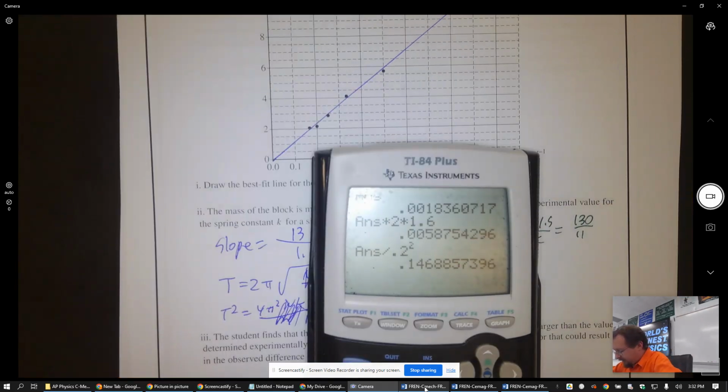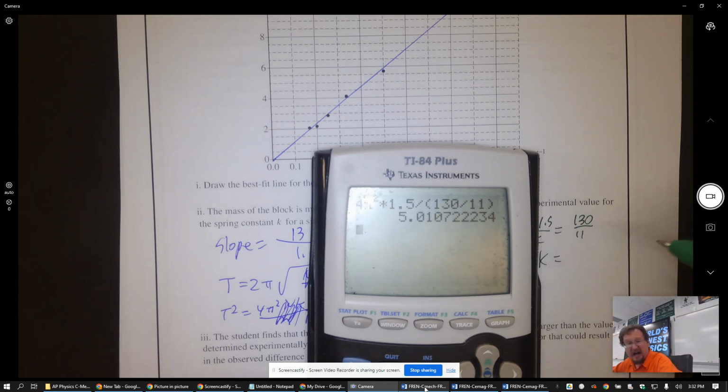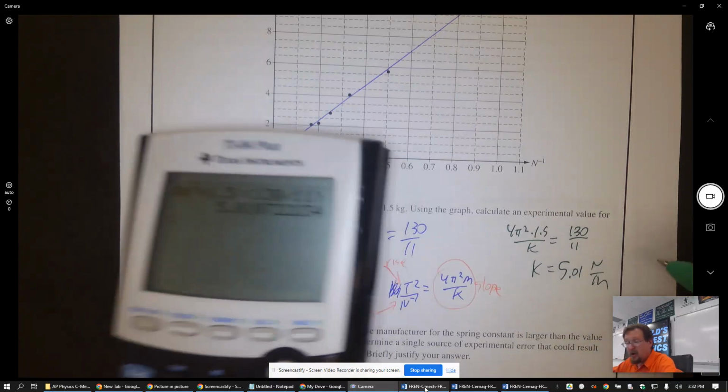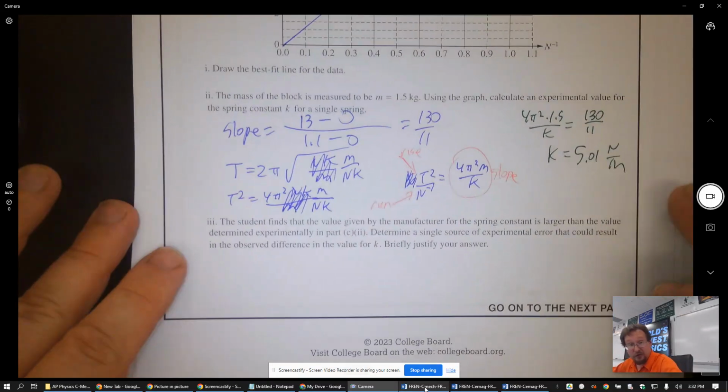Okay, so I'm going to take 4 pi squared times 1.5, and then I'm going to divide that by whatever 130 over 11 is, and then I get a spring constant of 5.01 newtons per meter. Wow, that spring really is loose.